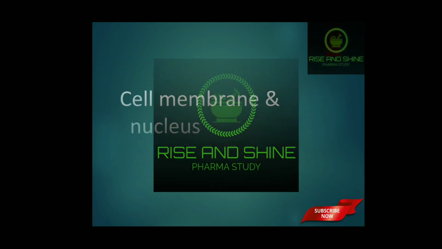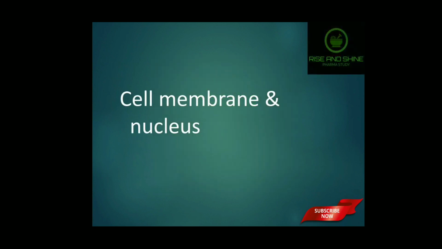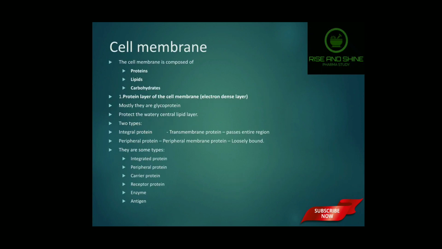Today we are seeing about the topic cell membrane and the nucleus. In the last video, we saw that the cell membrane is the first part of the cell, so it is a continuation video. The cell membrane is composed of protein, lipid and carbohydrate.